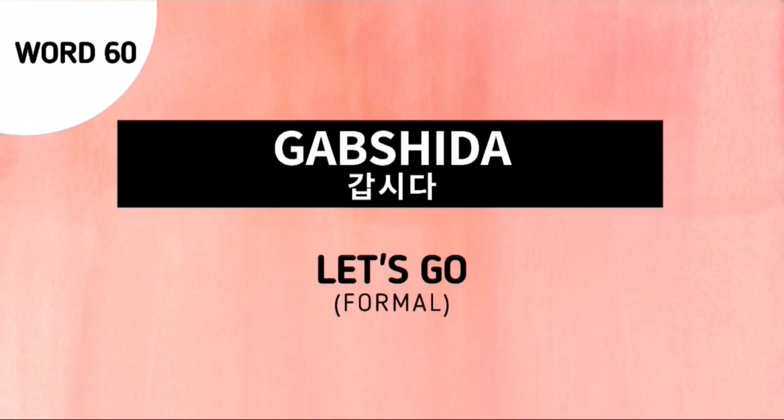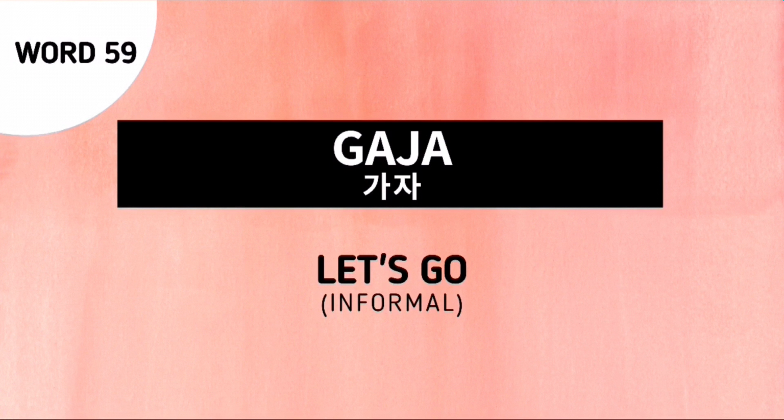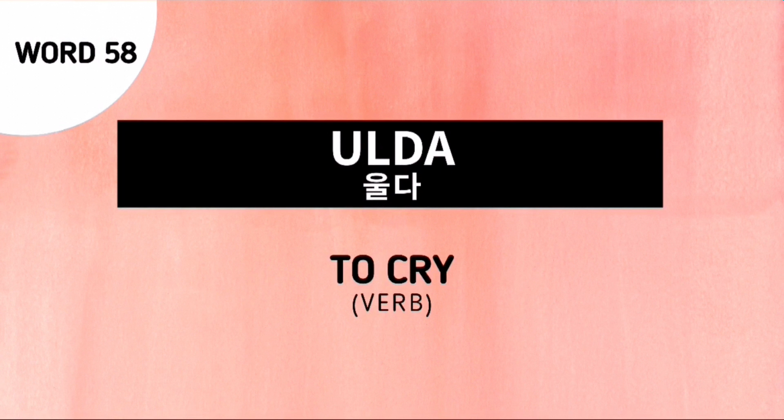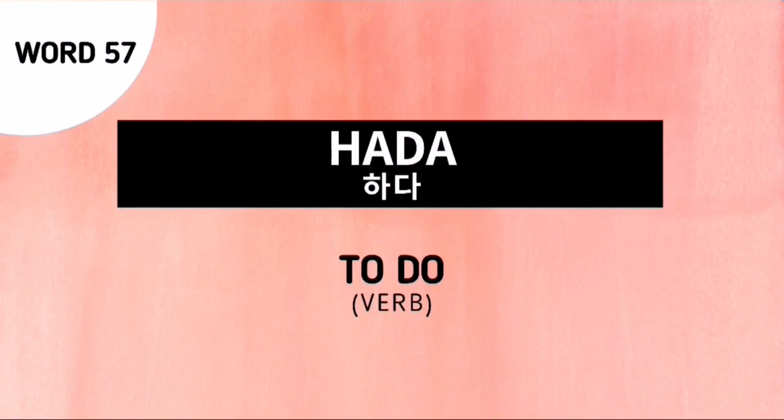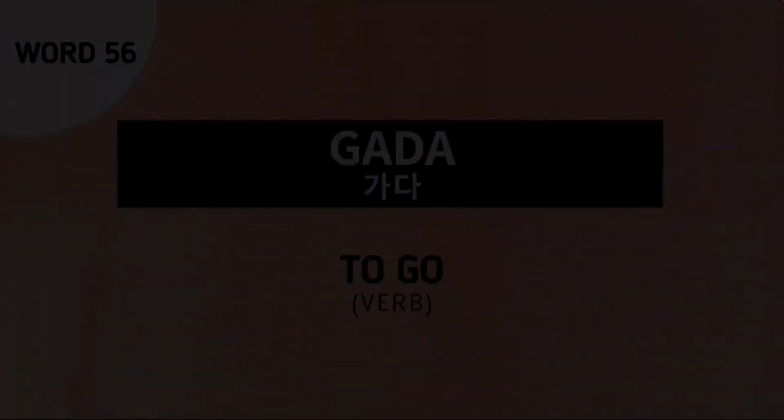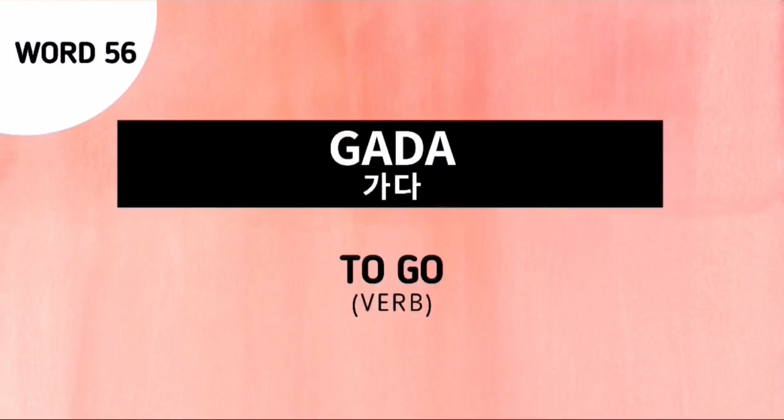Next word for our review is 갑시다. This is a formal way of saying let's go. Next word is 가자. This is the informal way of saying let's go. Next word is 울다. This is a verb which means to cry. Next word is 하다. This is another verb which means to do. Next word is 가다. This is another verb which means to go.